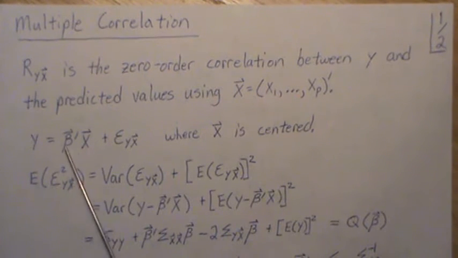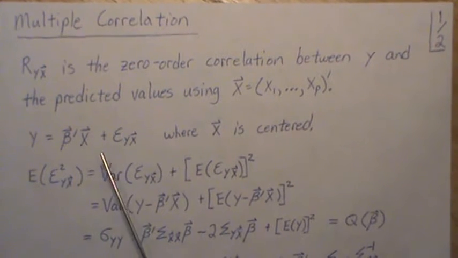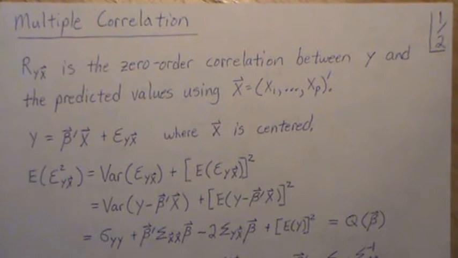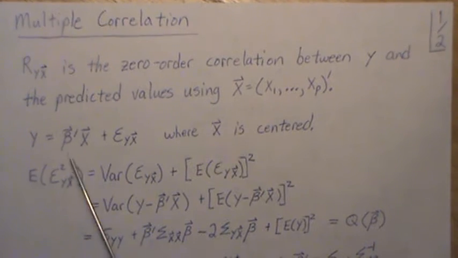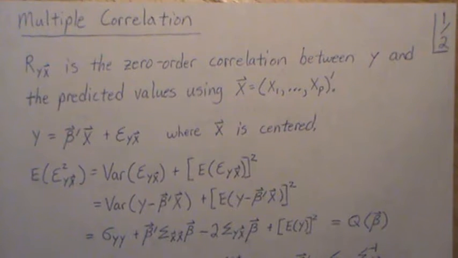Y is equal to this linear equation plus some error. Now we're going to assume that the x's are centered. That means we're going to subtract off the mean from each component. Now let's find the equation for the vector beta. We're going to look at its mean squared error, and the mean of epsilon squared is equal to the variance of epsilon plus the mean quantity squared.